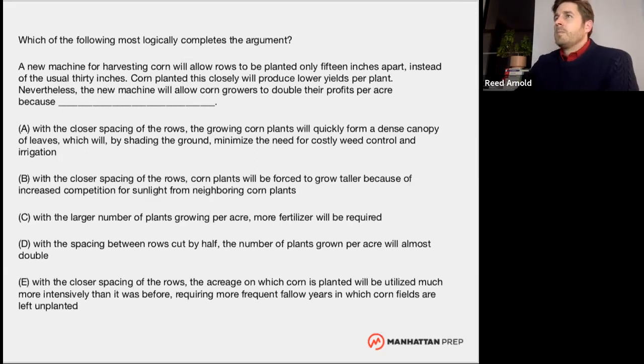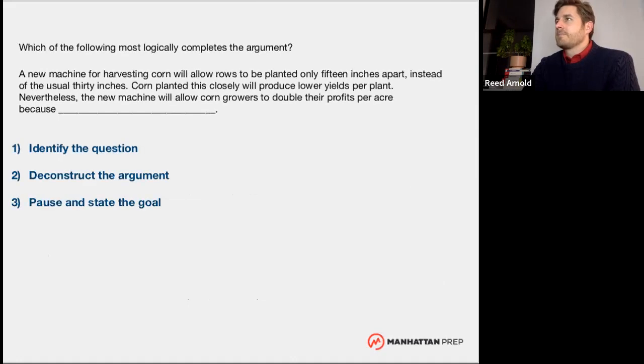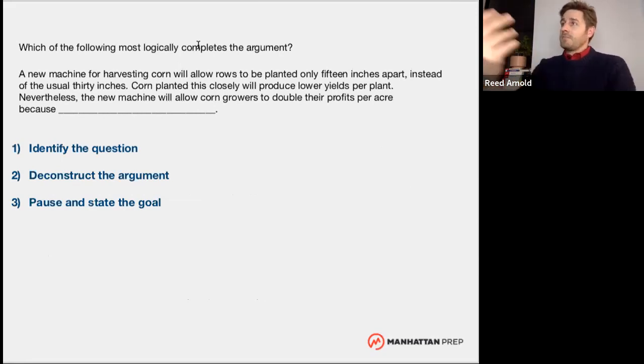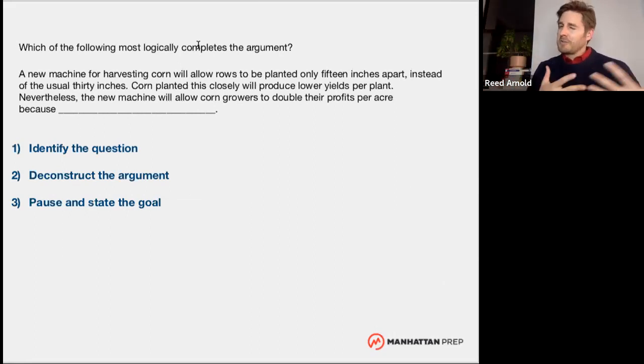All right, so let's talk about these first three steps. Identify the question: we are filling in the blank. We're logically completing an argument. And that at first feels like a strengthener, but for most of these questions, there are some exceptions. This is why pause and state the goal is important. You can actually reason through what you need the answer to do. But many of these fill in the blank questions that feel like you're strengthening an argument are actually weakening someone else's argument.